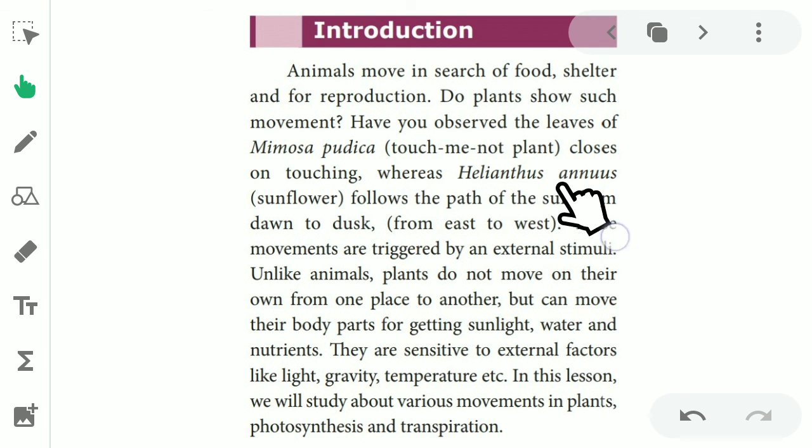Whereas the sunflower, Helianthus annuus, follows the path of the sun from east to west. These movements are triggered by external stimuli. Unlike animals, plants do not move from one place to another, but they can move their body parts, getting sunlight, water and nutrients. They are sensitive to external factors like light, gravity, temperature, etc. In this lesson, we will study the various movements in plants, photosynthesis and transpiration.